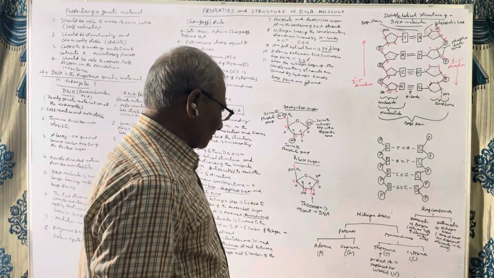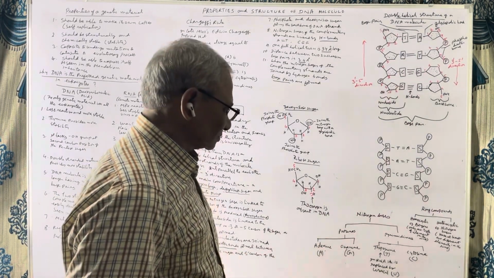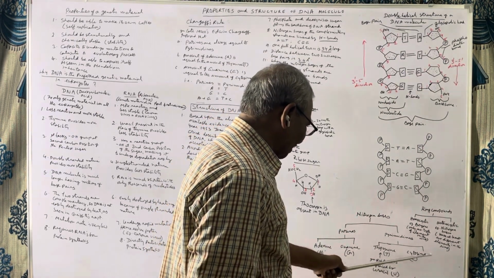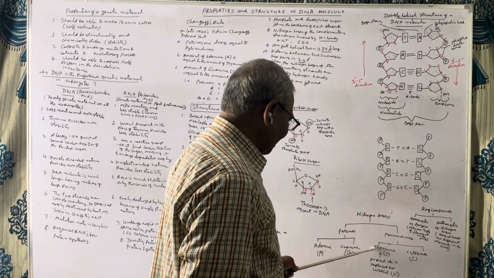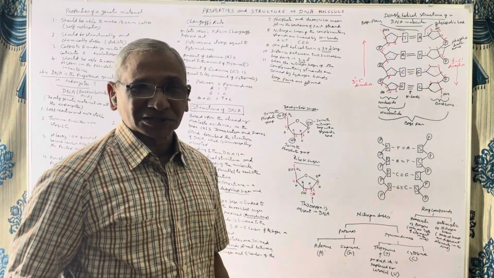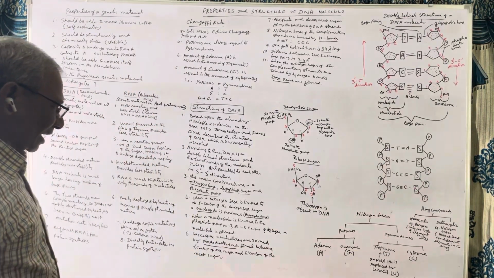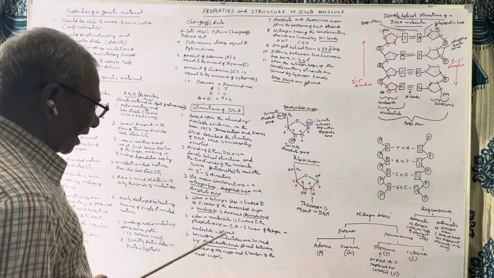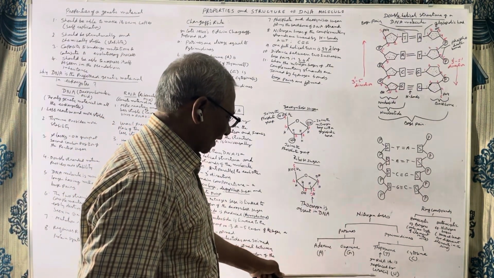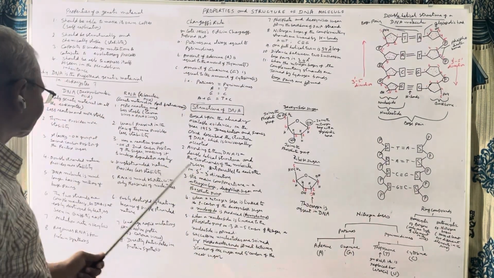Coming to RNA, purines are the same, adenine and guanine. Coming to the pyrimidines, in RNA, cytosine is present, but instead of thymine, uracil is present. So thymine is replaced by uracil in the case of RNA. So because of the presence of thymine, DNA is more stable. And because of uracil, RNA is less stable. This is one of the reasons.